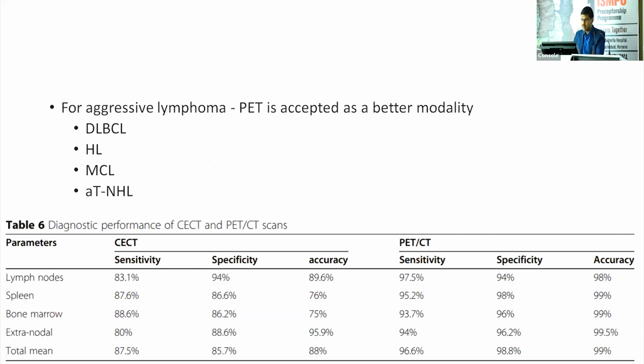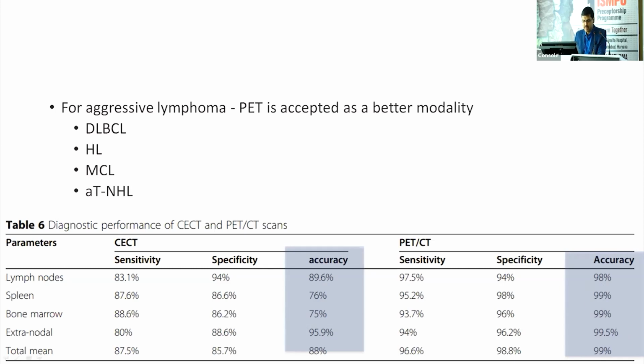Now, this is a paper where they studied, on the same data set, the accuracy of predicting various sites using either a CT scan or a PET CT. It might look like a lot, but let us just focus on the accuracy part. For lymph node, you can see the accuracy of CT is very decent, 90%. But the accuracy of PET CT for lymph node is 98%, very high.